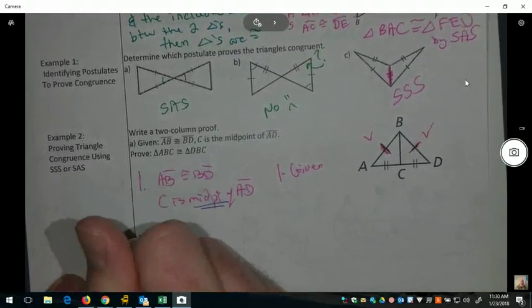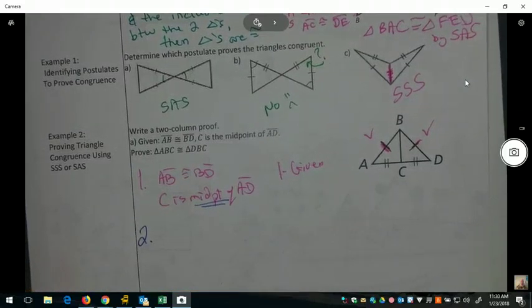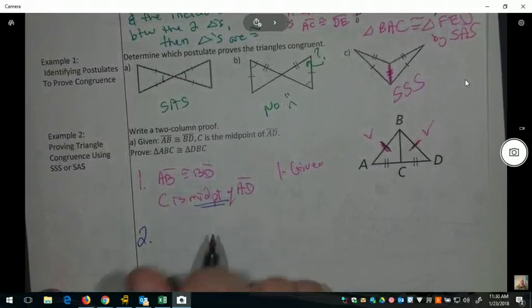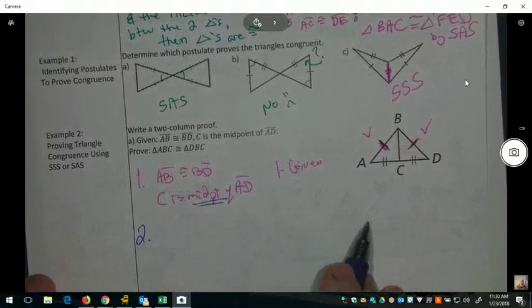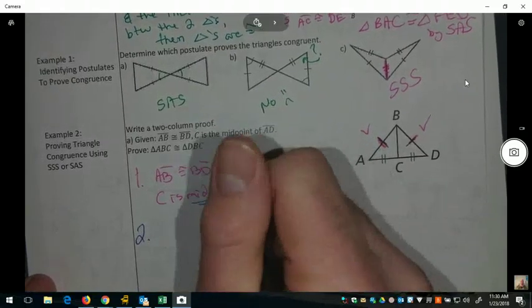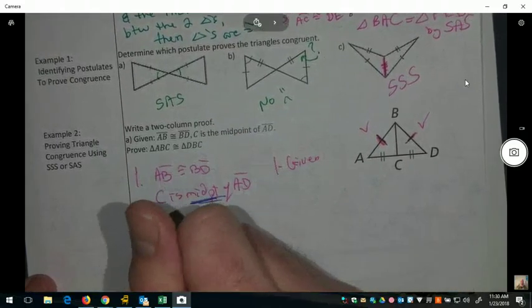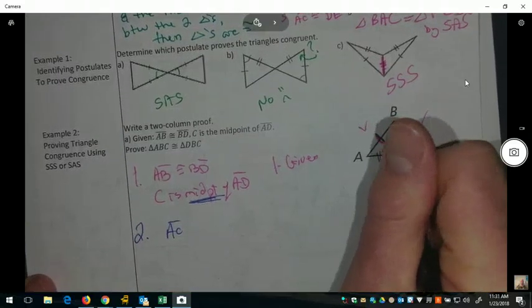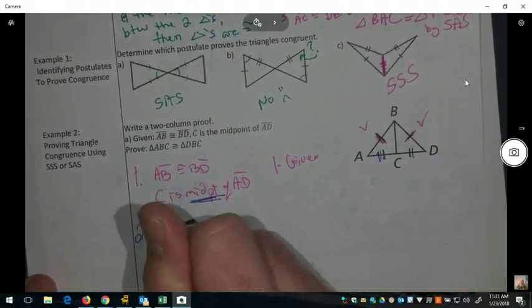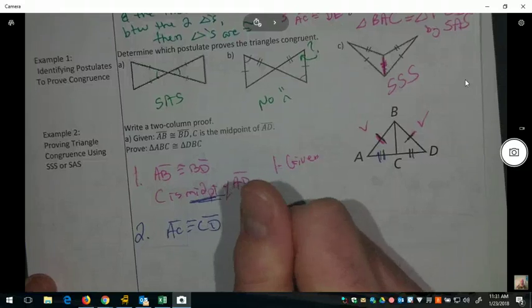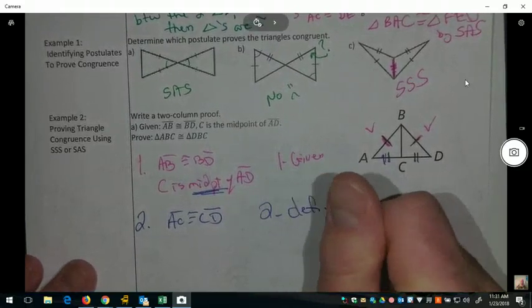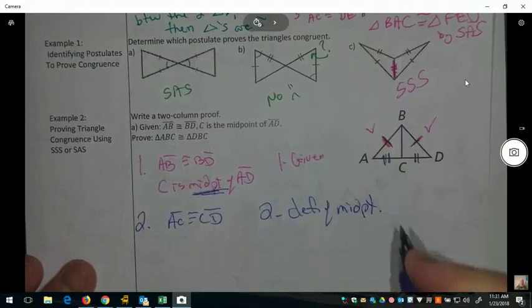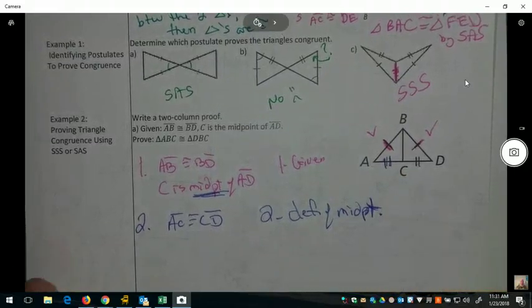What does it mean to be the midpoint? To bisect it or cut it into 2 equal halves. Except if they had said that BC was a bisector, then I would use definition of bisector. But this time they actually said that C is the midpoint. So that does give us these congruent pieces AC and CD. And what reason should I put? Correct. Definition of midpoint. The vocab words that they give you are a hint to get you started.